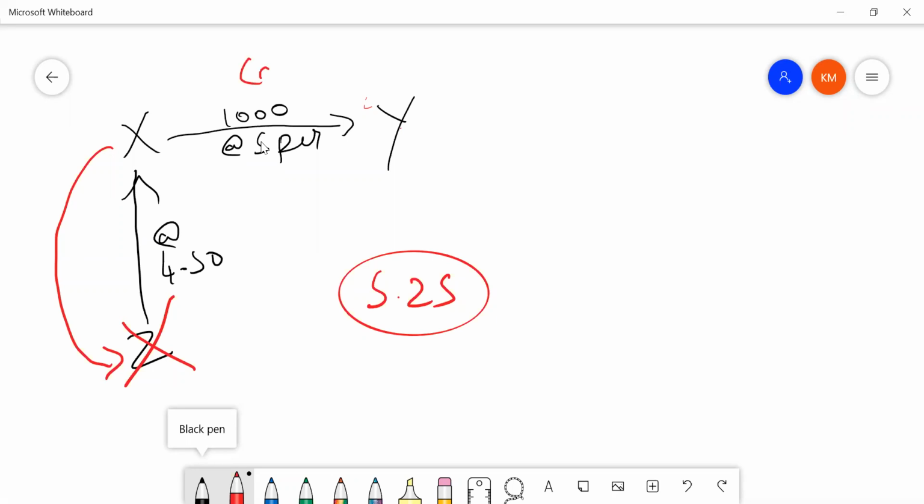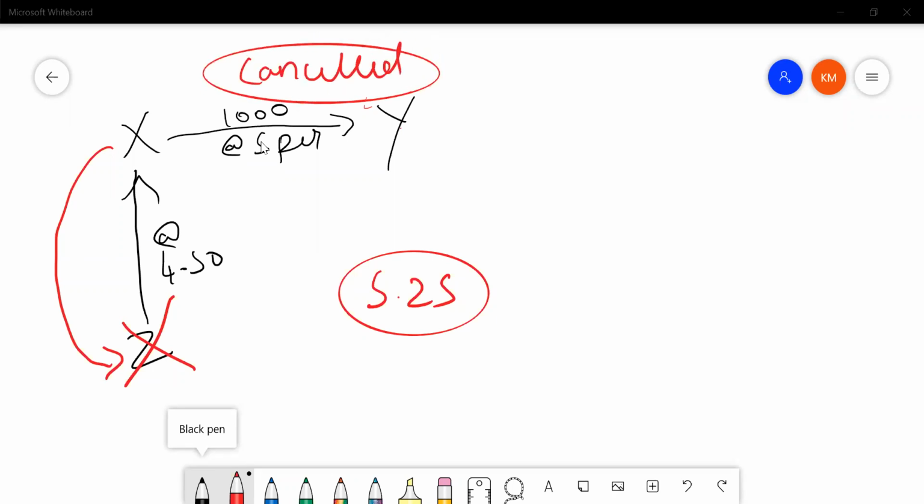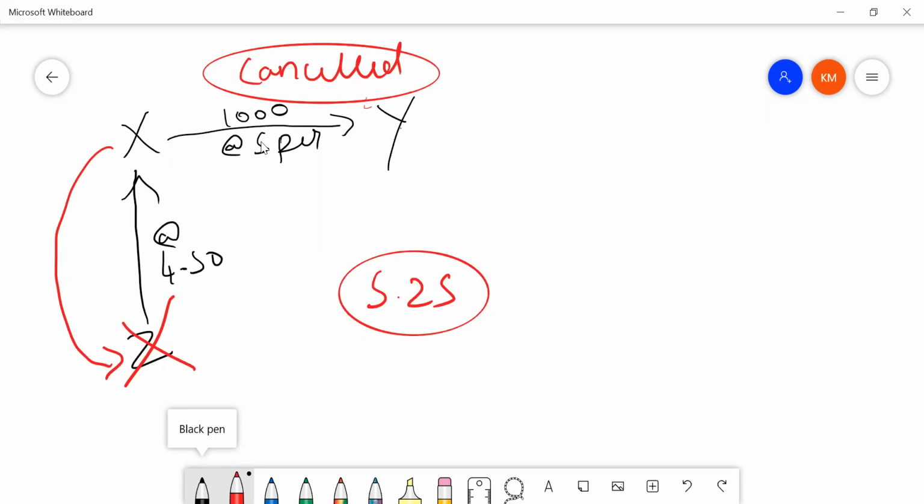Y cancelled the contract. Rescinded means cancel the contract because he is not able to sell the goods. Now they're asking: calculate the amount of damages which X can claim from Z. How much can X claim from Z? Most of you gave the correct answer.